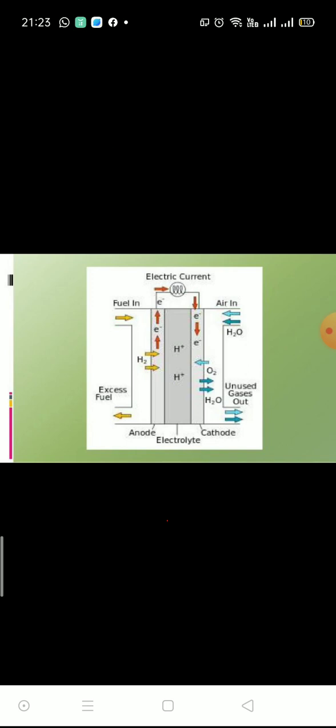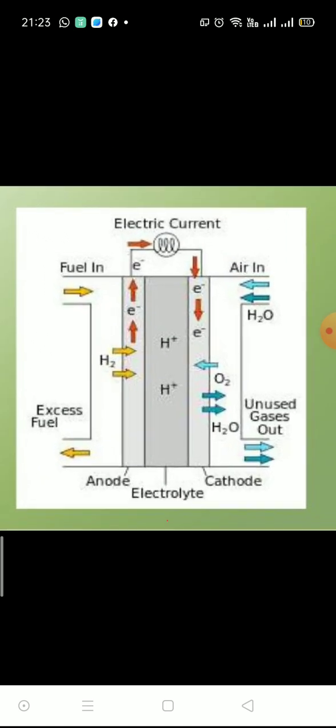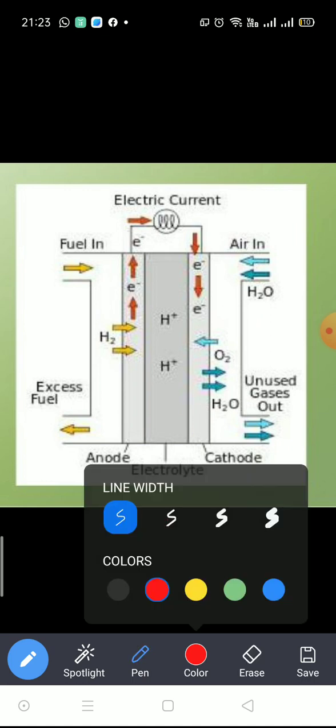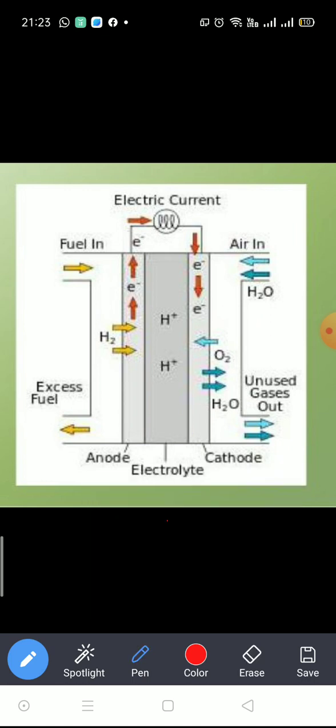Moving to the next slide. Here we have a diagram which is showing the construction of the fuel cell. In the fuel cell, if you can see here, we have hydrogen at the anode, oxygen at the cathode. So this is the anode, this is the cathode. From the side of the anode, hydrogen is entering into the cell. From the side of the cathode, oxygen is entering here.